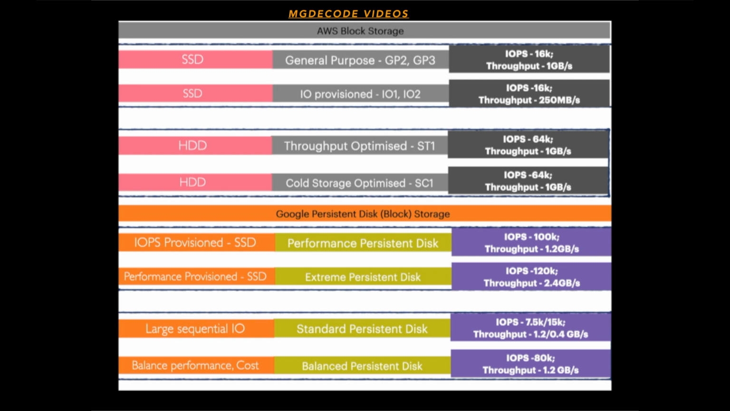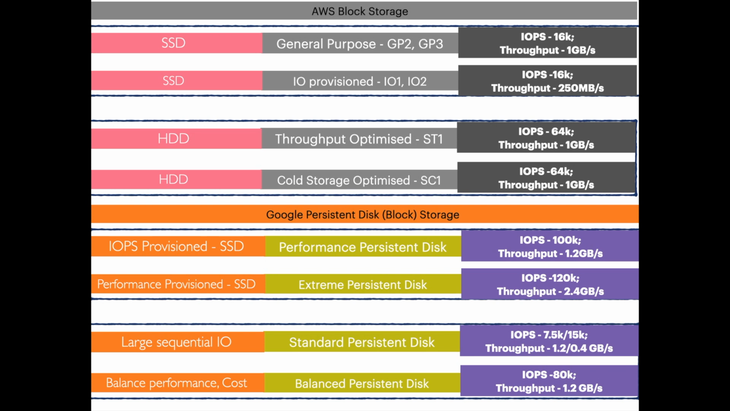Today we'll talk about AWS Block Storage and Google Persistent Disk Storage, which is the block storage option that Google provides. If we talk about AWS, we have already discussed it, but just a quick recap: AWS offers two options, which are SSD and HDD.